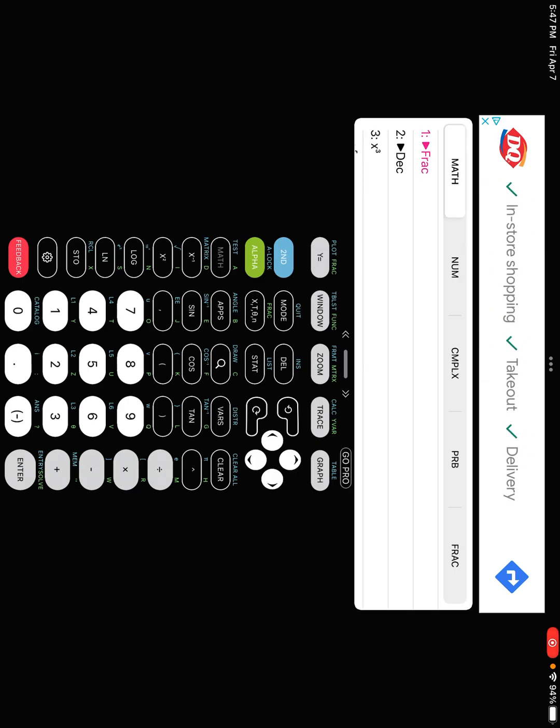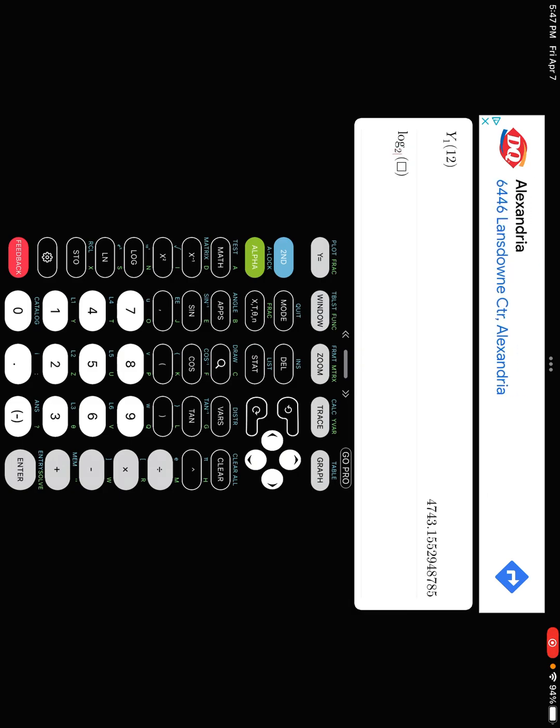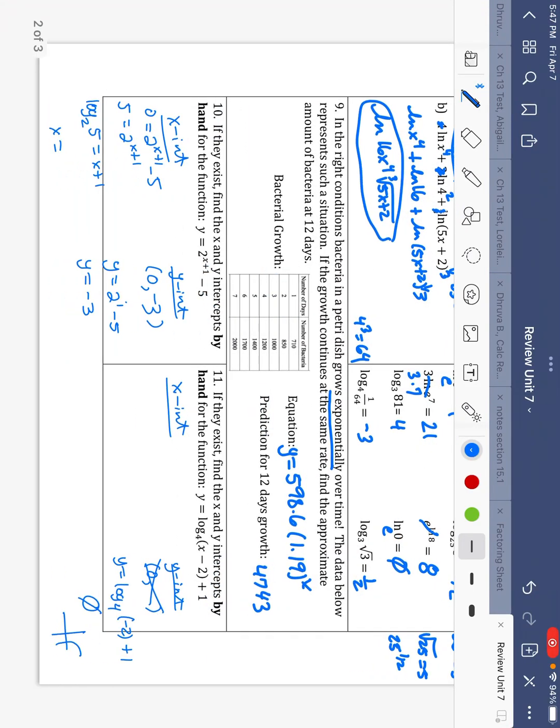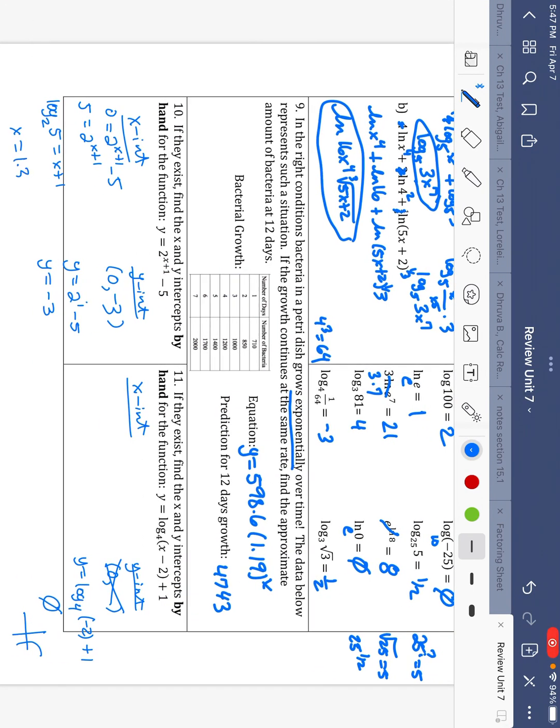So log base 2 of 5, and then take away 1. So 1.32. I would say that my x-intercept is 1.32 comma 0. All right, so here's my x-intercept and my y-intercept.